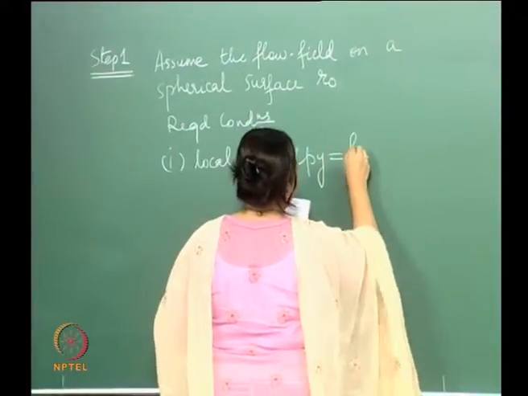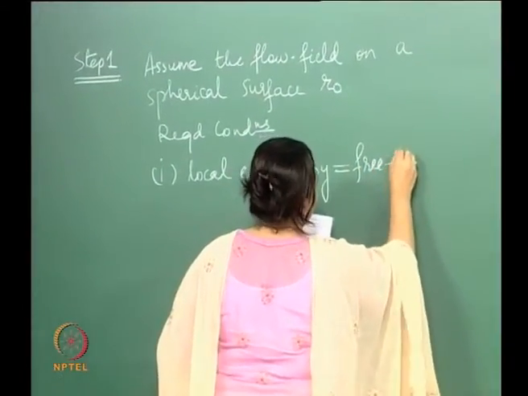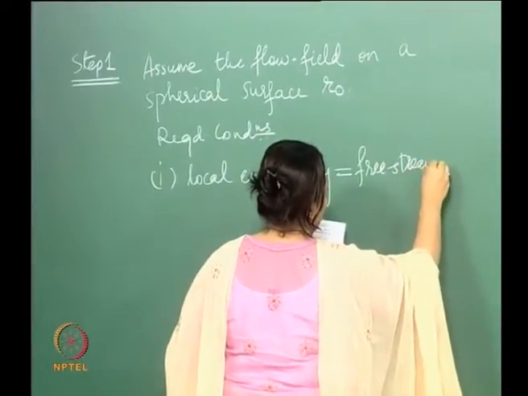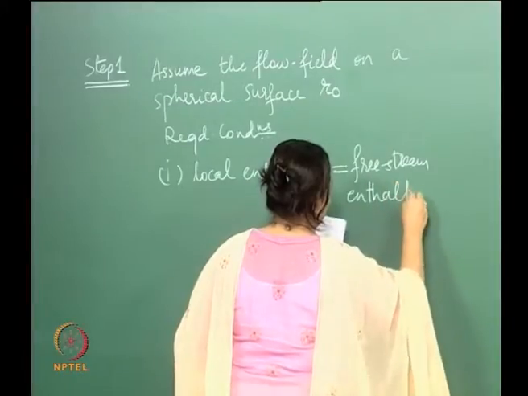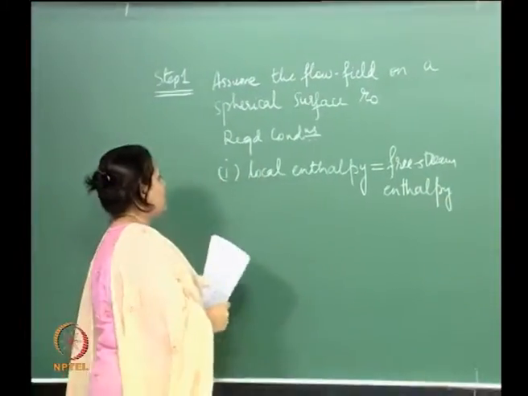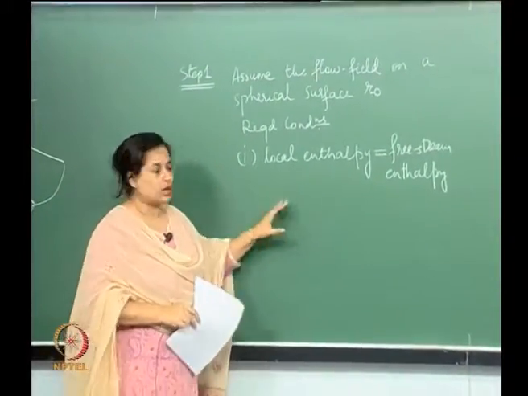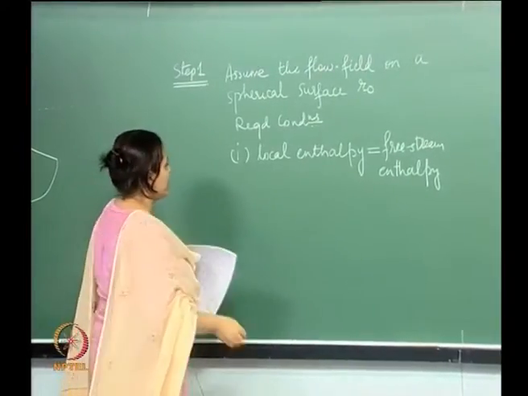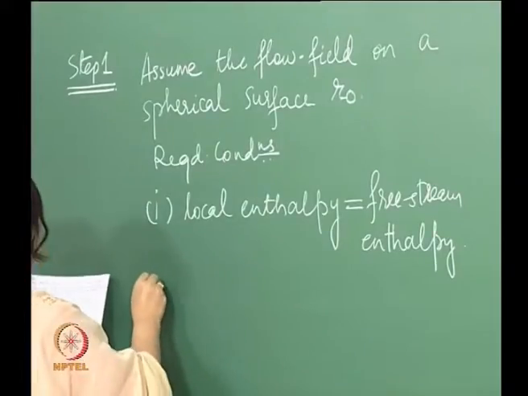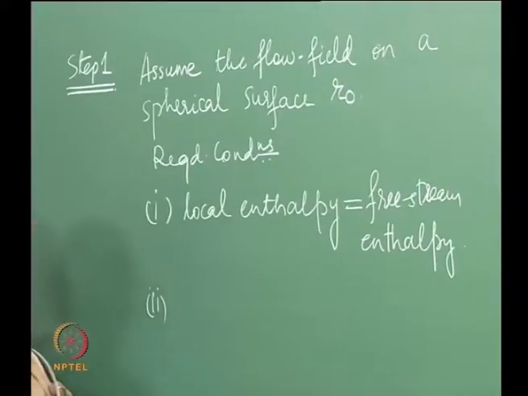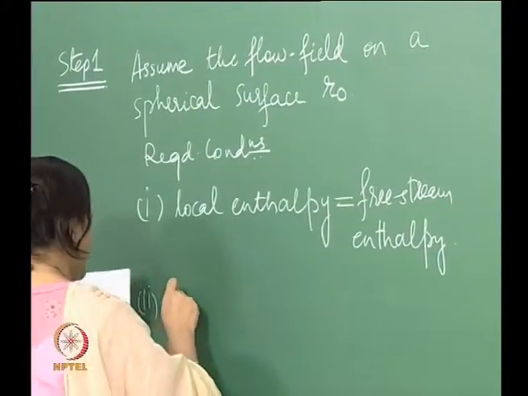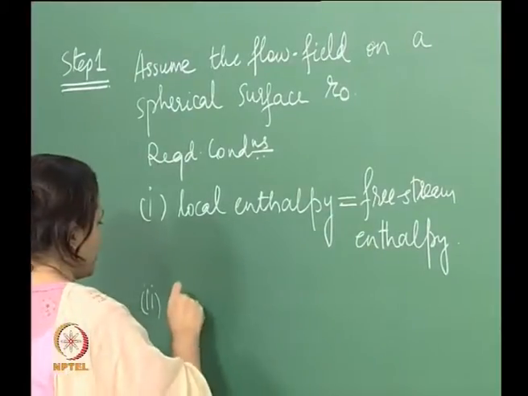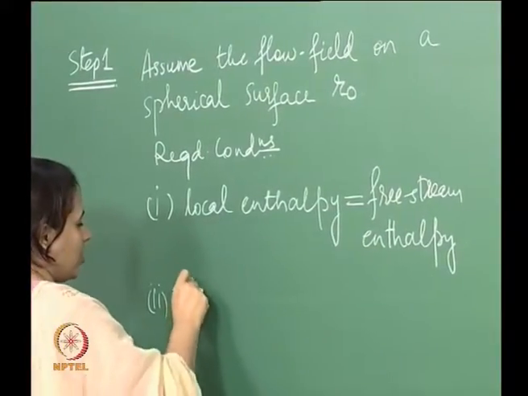Local enthalpy should be equal to the free stream enthalpy, and the mass flow rate through R is equal to R naught. So the total, or integrated, mass flow through it.